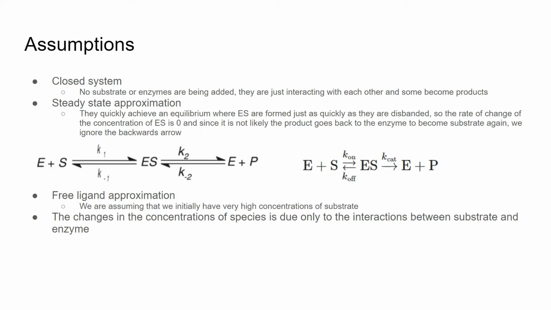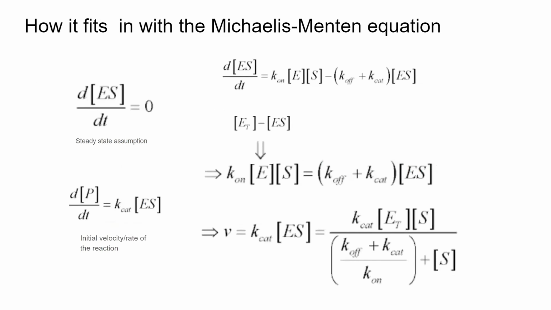And lastly, we are also assuming that the only factors in this model are the interactions between enzymes and substrates. Only those two things are interacting and causing this change in product concentrations or reaction rates. So how does this all fit in with the Michaelis Menten equation?